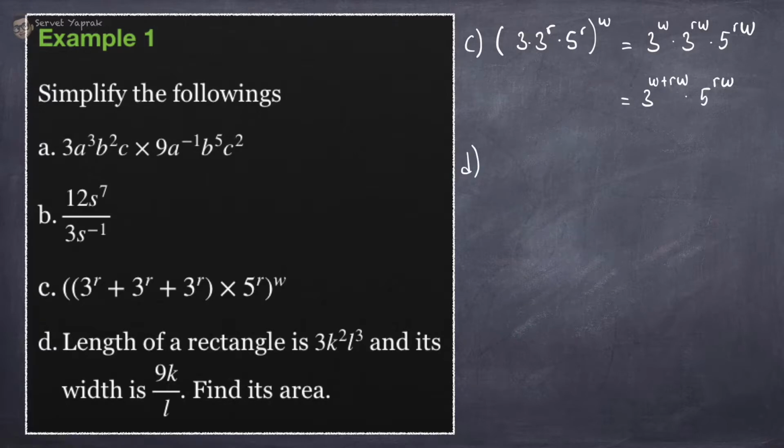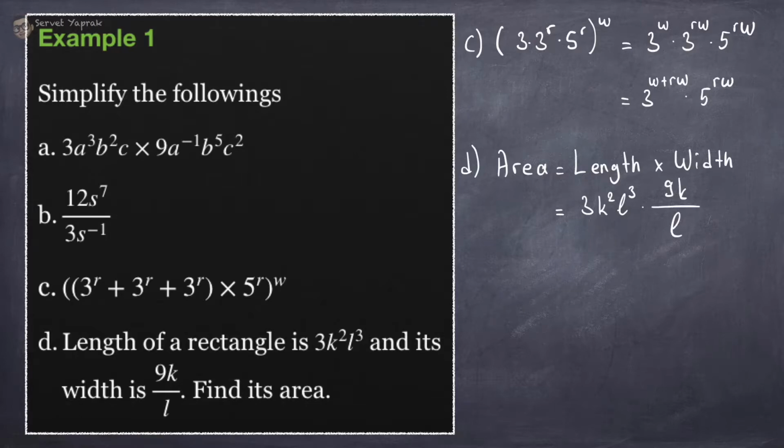In part D, it asks the area of the rectangle. Its length and width are given. So area equals length times width. Length equals 3k squared L cubed times 9k over L. Because we have a fraction here, and we know that there is a 1 under the first term, there is a over 1 here.